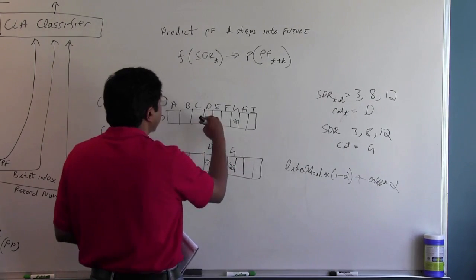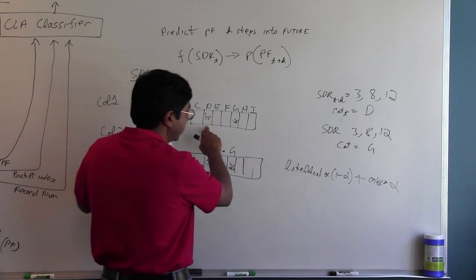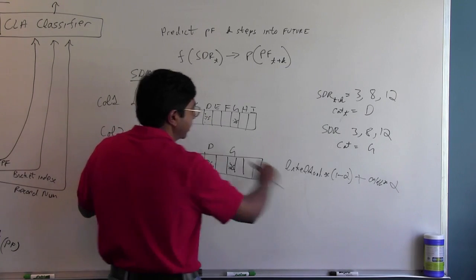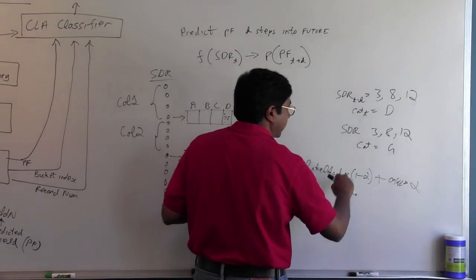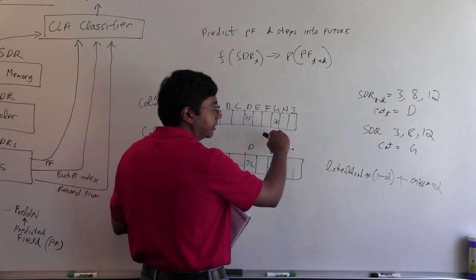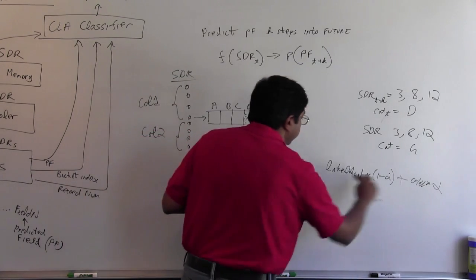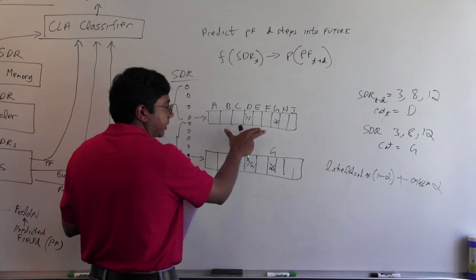So whenever it gets a new category associated with this bit, let's say it's D, so D is actually present here, the likelihood for D will get improved just a little bit, and the likelihood for G will decrease just a little bit, which is what would happen anyway, but this weights the more recent values more.